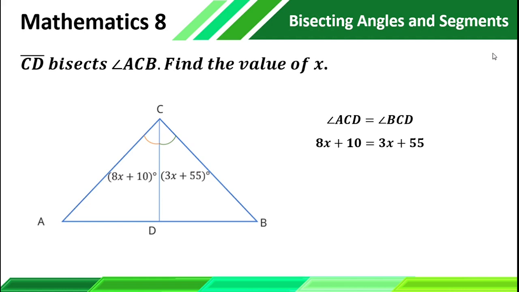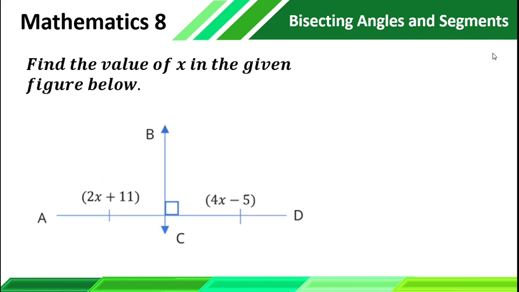To find the value of x, we need to combine like terms. So we have 8x - 3x = 55 - 10, or simply 5x = 45. Divide both sides by 5, so the value of x is 9. Next, find the value of x in the figure below.